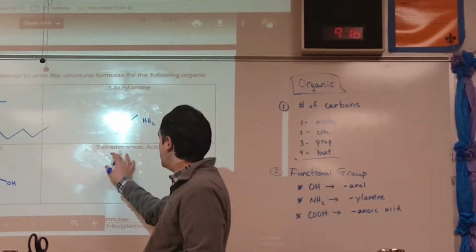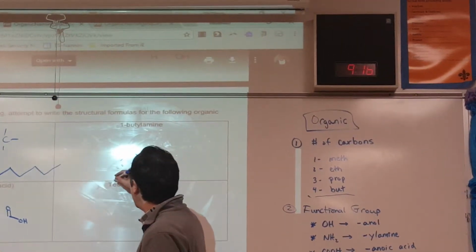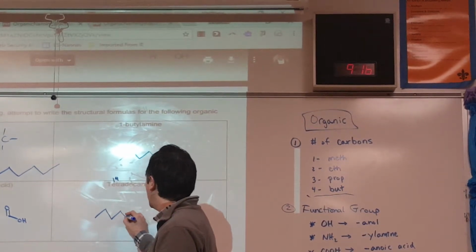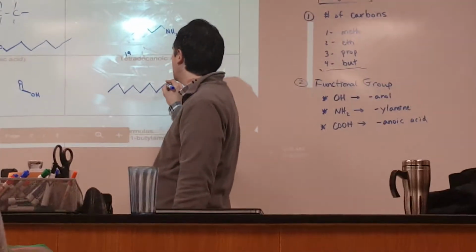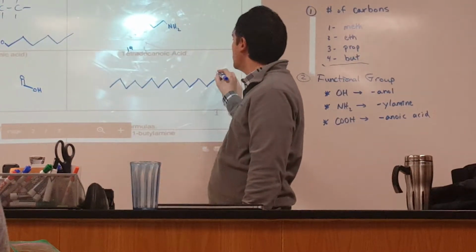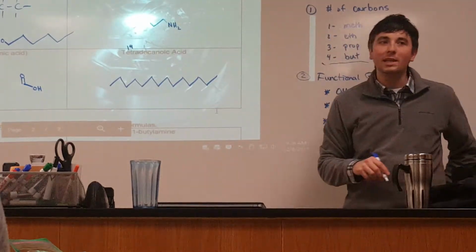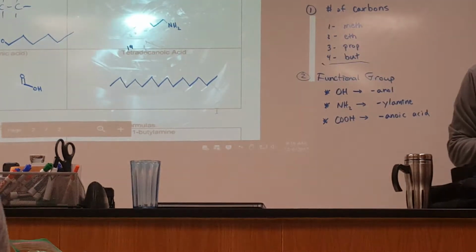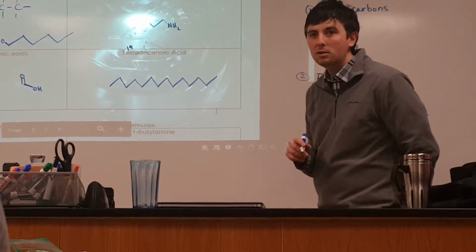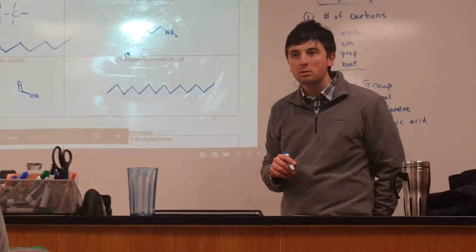So tetradecanoic is 14. Okay, so that's 3, 4, 5, 6, 7, 8, 9, 10, 11, 12, 13, 14. You see how it should always have one less line for the number of carbons? So if you have 14 carbons, you have 13 lines. Got that? You're doing vertices.